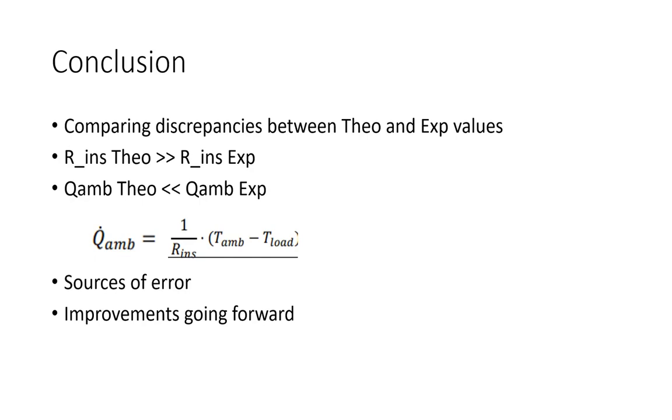So, due to the error from estimating the theoretical block, as well as the error from the experimental block having so many physical flaws, the experimental R insulation value was much lower than its theoretical value, and thus the experimental Q ambient value was much higher than its theoretical value.